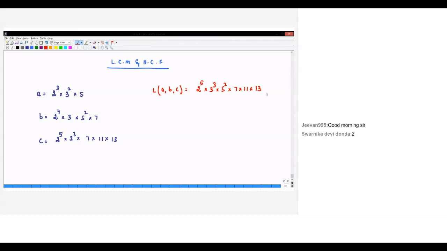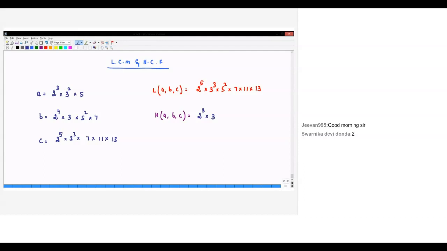Therefore, what is the meaning? If LCM is divisible by A, B, C, it should consist of all the terms which are there in A, B, C, right? Now HCF. 2 cube, 2 power 4, 2 power 5, 2 cube. Least power you take. 3, it is 3 power 1. 5 is not there in all 3, 7 is not there in all 3, 13 is not there.